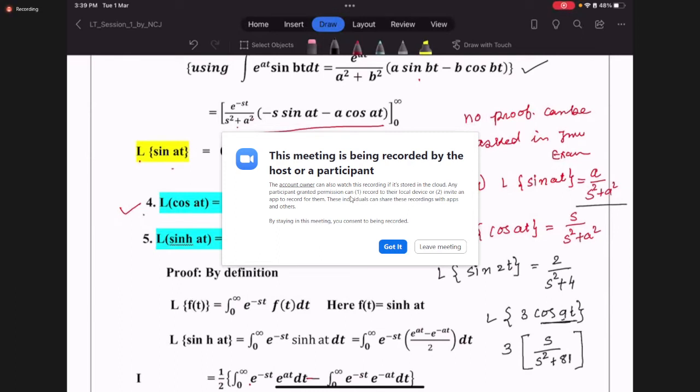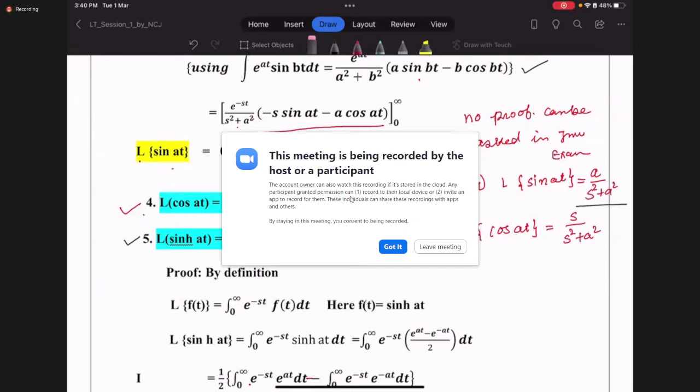So Laplace of cos 4t can be found: Laplace of cos at is s upon s square plus a square. Same like that, Laplace of hyperbolic sine of at, I will explain this to you. We don't have a formula for this, right? Do we have a formula like this of Laplace integration for hyperbolic functions?